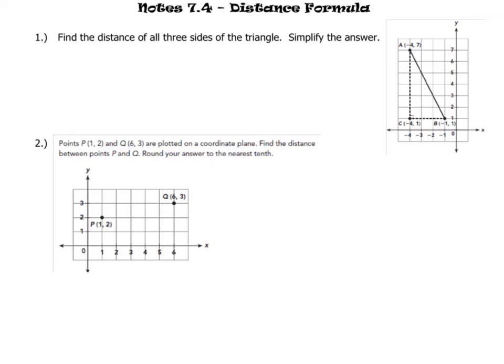All right, the last part of Unit 7 is the distance formula. So we're going to find the length of all three sides of the triangle and simplify the answer. If I look at side AC, sorry, my fault, AC, it is 1, 2, 3, 4, 5, 6. So side length AC is 6 units.